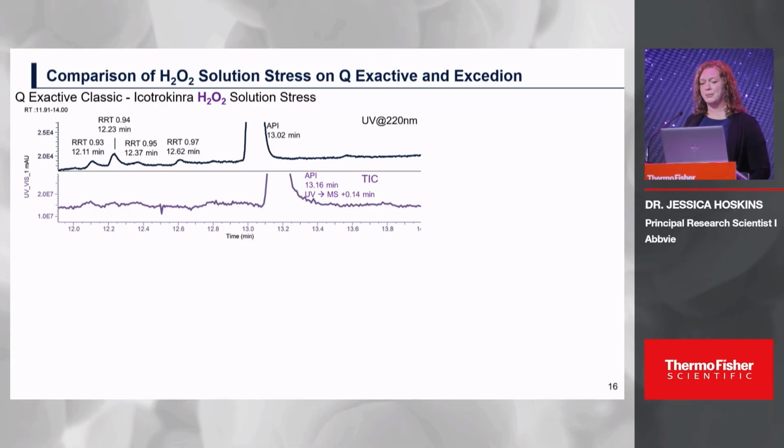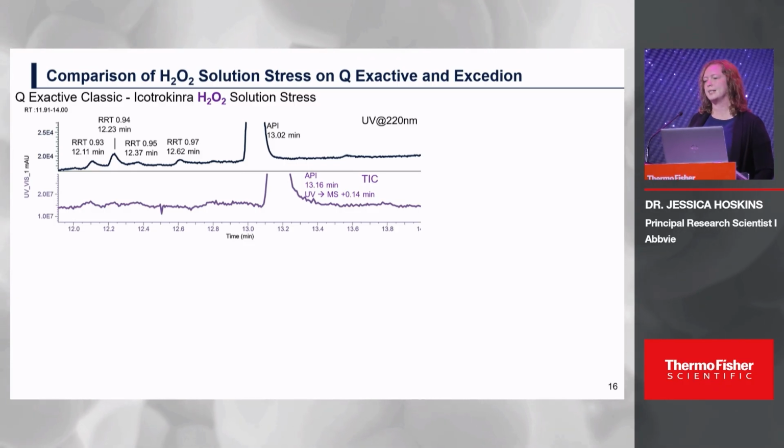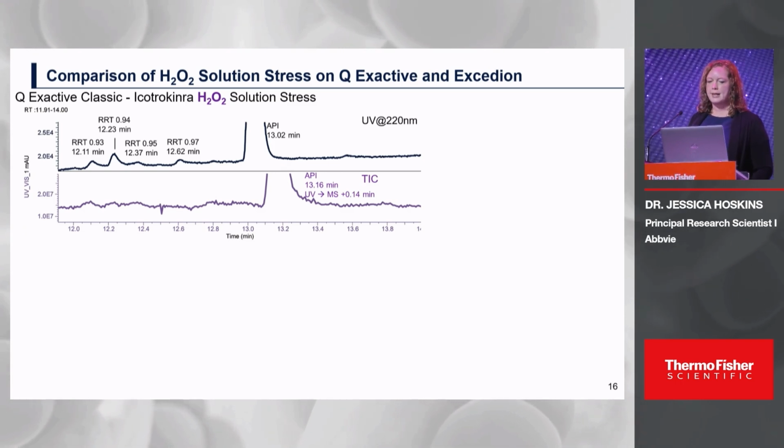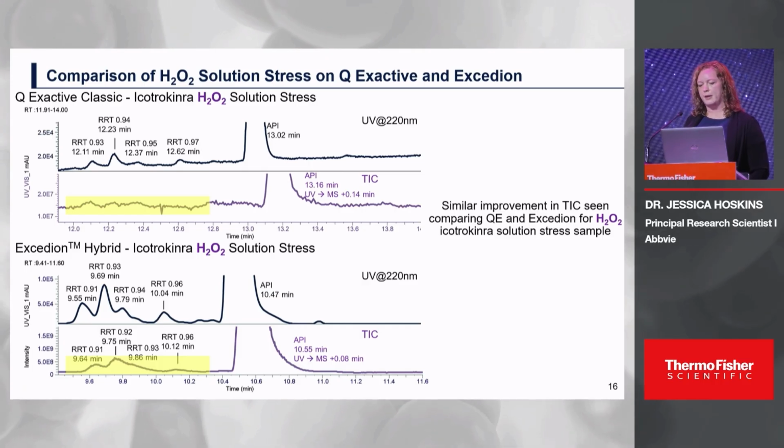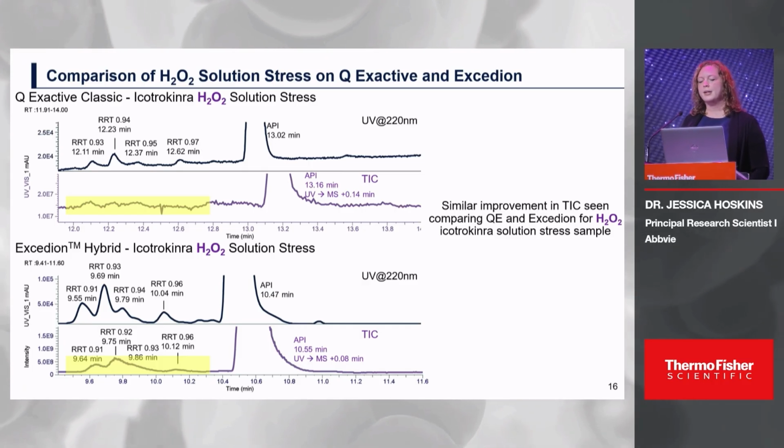We see something very similar, so if I compare the Q-Exactive Classic and the Excidion with the other solution stress sample, the hydrogen peroxide, again, in the Q-Exactive Classic, I see very minimal signal in the TIC, whereas in the Excidion, I see very clear peaks in the TIC, which makes my life a lot easier.